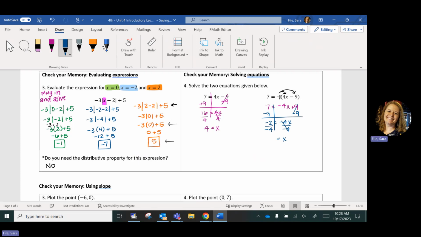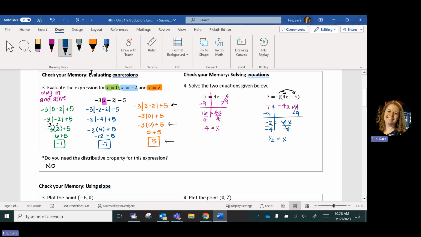What's a negative divided by a negative? Positive. That 2/4 just reduces to 1/2, so positive 1/2. So that's saying that if I plug in a 1/2 there, it would make this equation true. And this is saying if I plug in a 4 here, it would make this equation true, right?